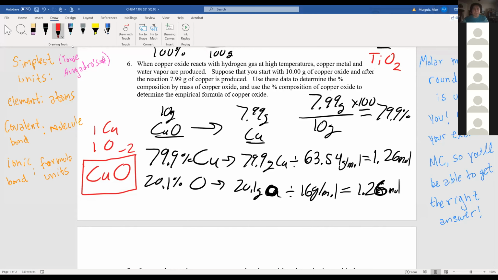So we need one positive 2 to balance out this -2. And if that's the case, this copper must be +2. And that's the same thing for iron 2 and iron 3 and stuff. Exactly. Same thing applies to all the transition metals.